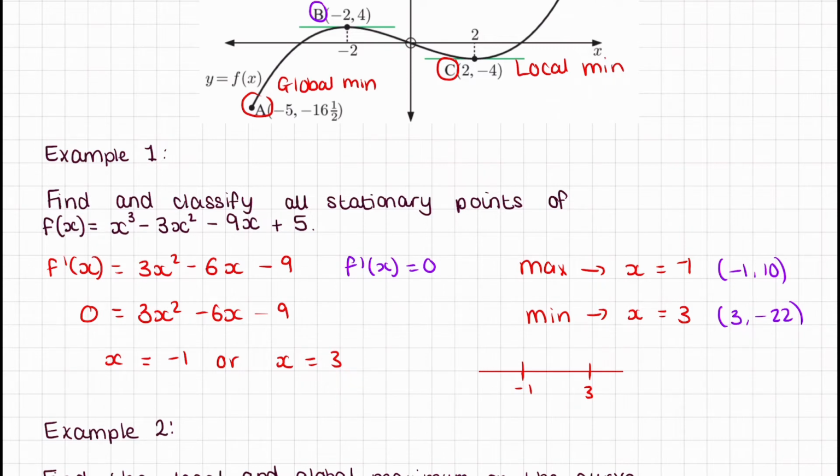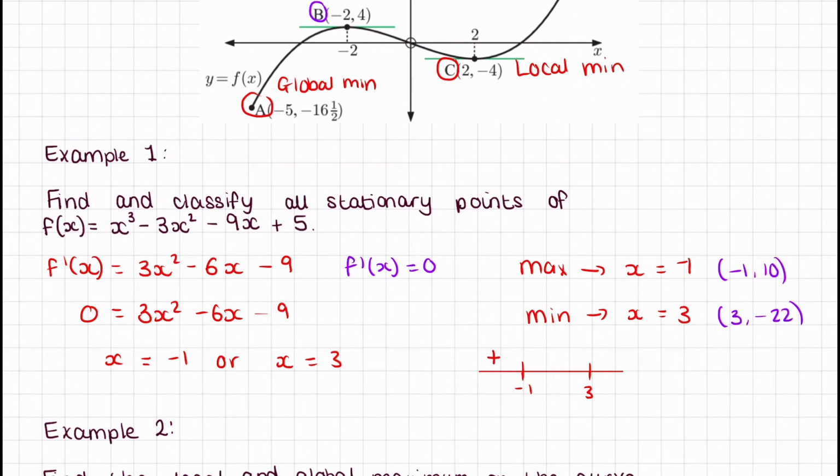So a number less than -1, put that into our gradient function, so our derivative. Say if I put -2 into 3x squared minus 6x minus 9 for x, we get our answer for that. We don't need to know what the actual answer is, we just need to know if it's positive or negative, and you will find the answer to that would be positive.